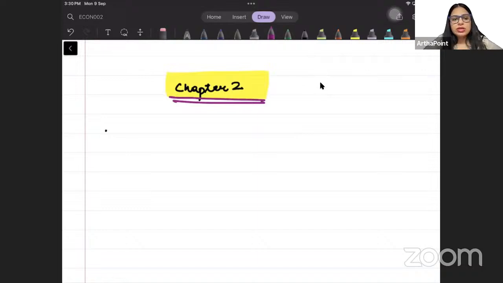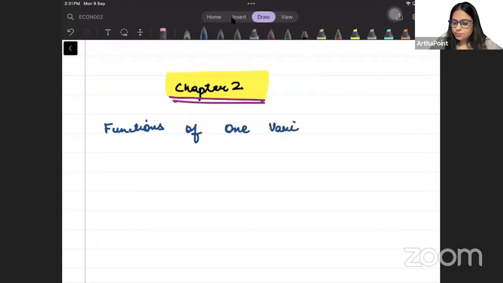So, today we are going to start with the next chapter. This is going to talk about functions of one variable, an introduction. Functions of one variable, introduction.